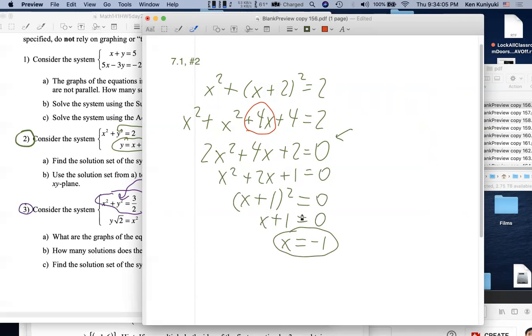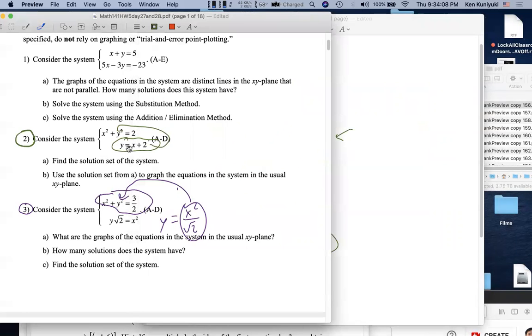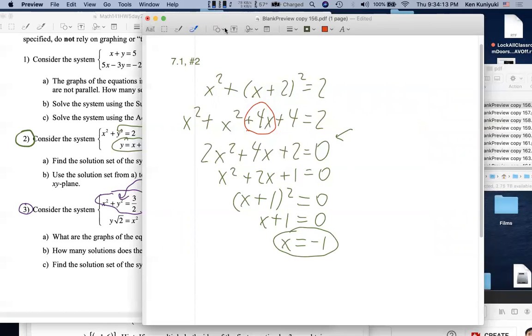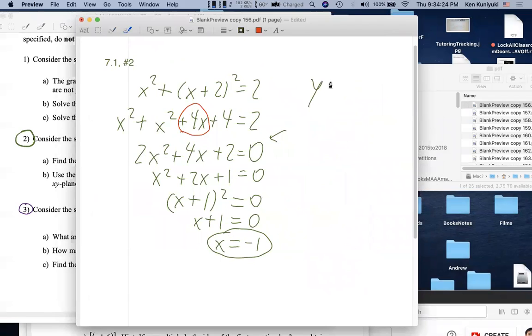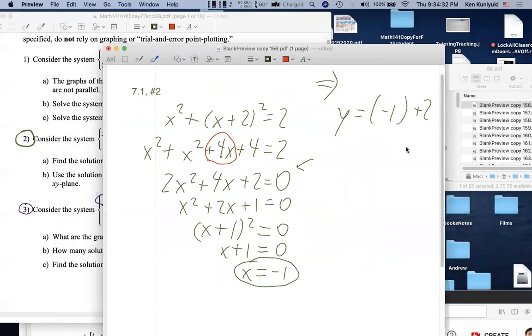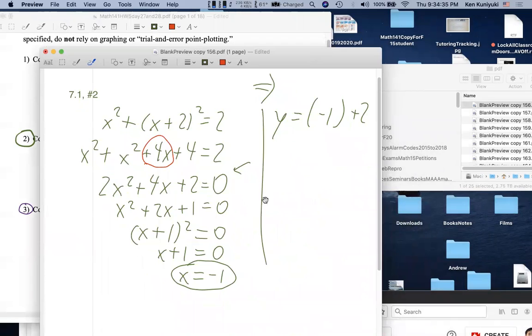But we're not done yet, because we have a system in x and y. So for any solution, if we get an x coordinate, we better find the corresponding y coordinate. Fortunately, we already have y solved in terms of x here, so I can just use this one. I usually call it star. So let's plug into the star: y equals x plus 2, x is -1, plus 2. y equals x plus 2 from the second equation. So therefore, y equals +1. So if x is -1, y is +1. That's our only ordered pair.